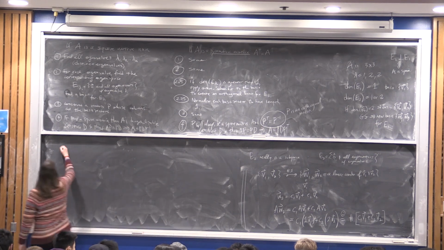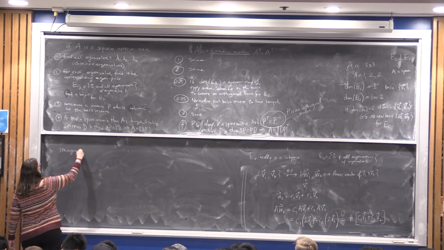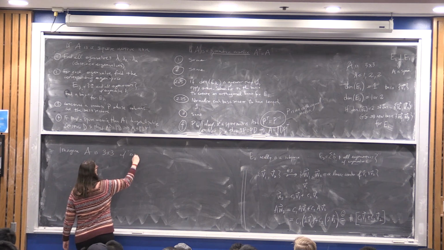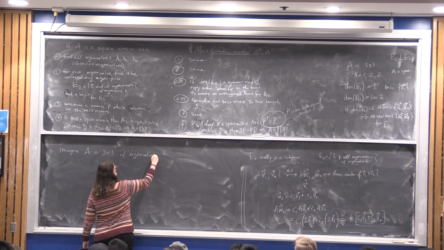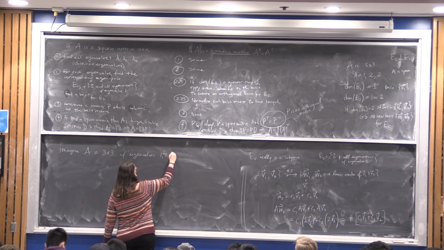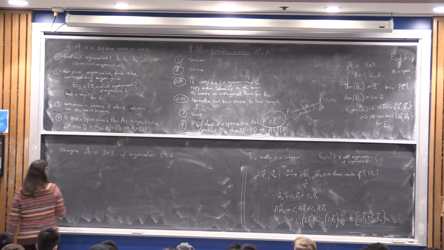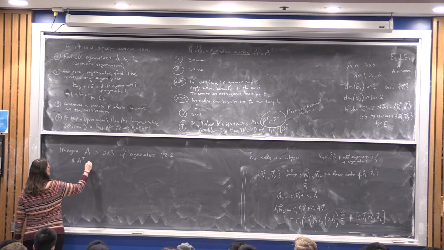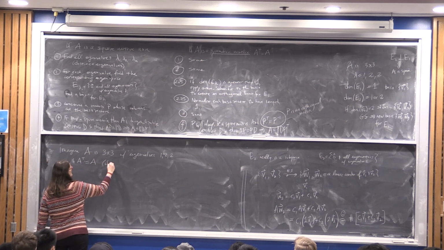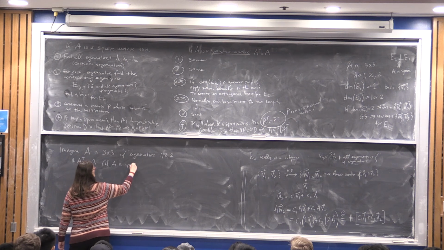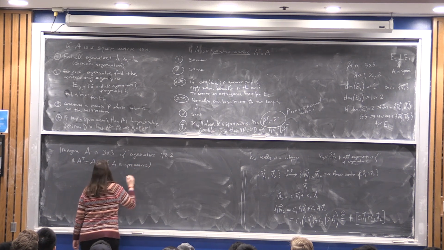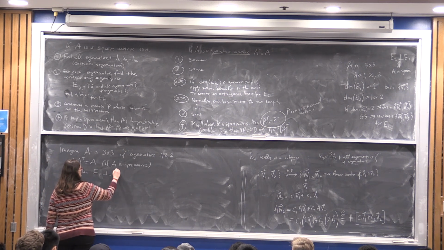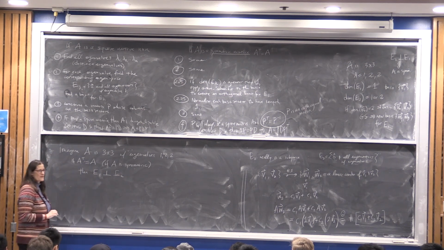So imagine A is 3x3 with eigenvalues 1, 2, and 2. Now, if A transpose equals A, so if A is symmetric, then E1 is going to be automatically orthogonal to E2. This I need to prove.